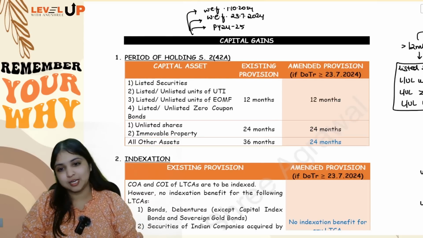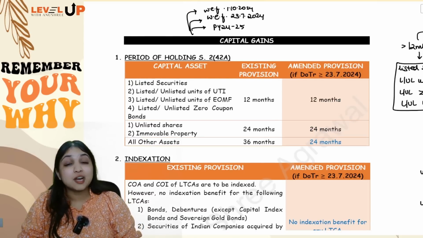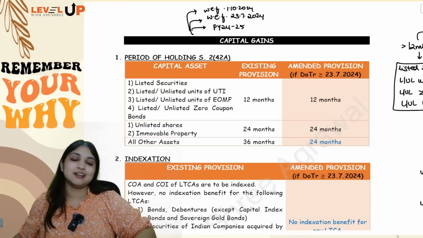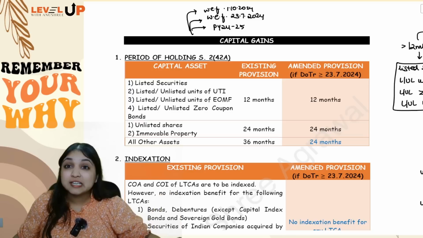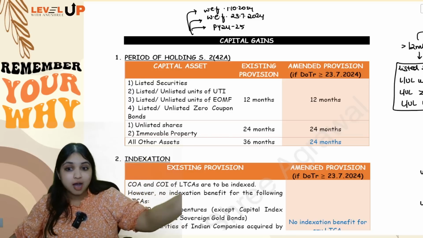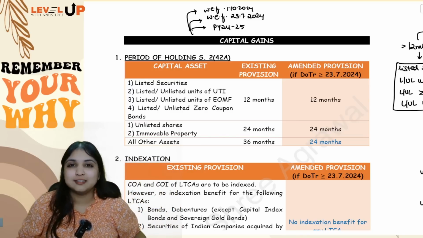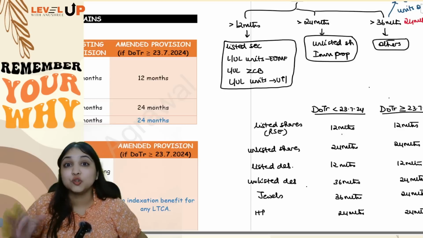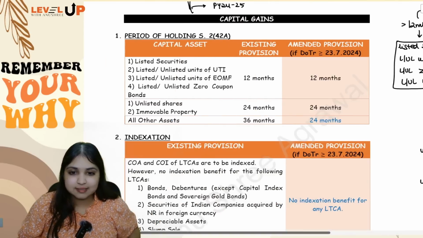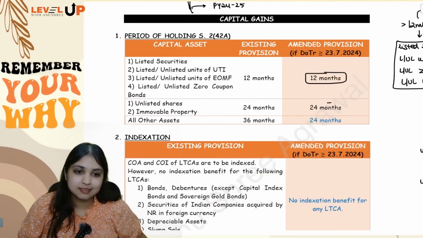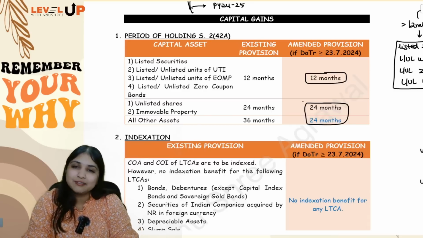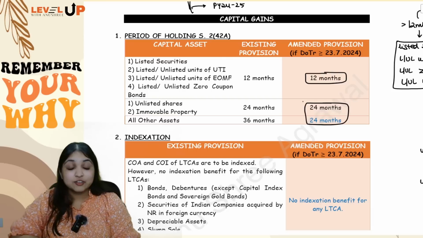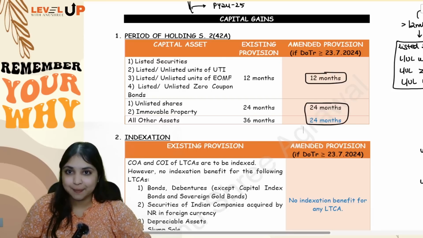That's all. And also remember that you'll have to check what is the date of transfer. On that basis only you can conclude. If the date of transfer is before 23rd July 24, then you will check all the 3 time limits. Only if the date of transfer is on or after 23rd July 24, only then you will conclude that there are only 2 periods of holding. One is 12 months and the other is, for everything else, 24 months. Okay, everybody? Yes, clear?